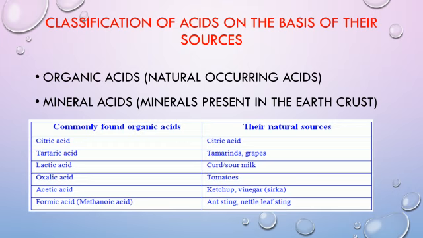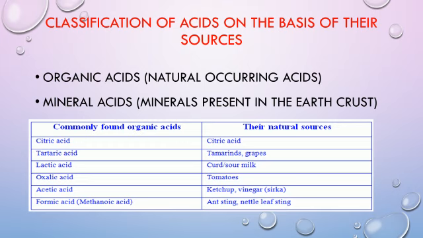Now we will discuss classification of acids on the basis of their sources. There are two types of acids, organic acids and mineral acids. Organic acids we get from nature, and mineral acids we get from the minerals which are present in the earth crust. There are some common organic acids and their sources.